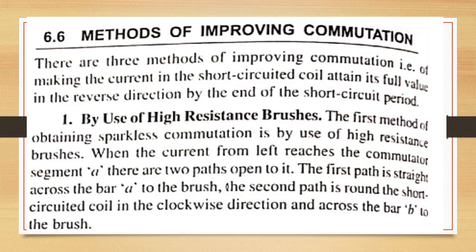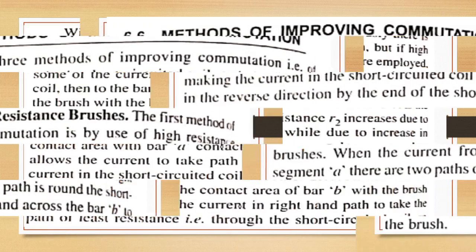So how to improve commutation? By using high resistance brushes. When the current from the left reaches the commutator segment A, there are two paths open to it. The first path will be straight across the bar A to the brush, and the second will be round the short circuited coil in the clockwise direction and across the bar B to the brush.